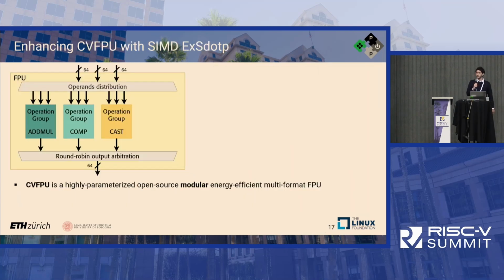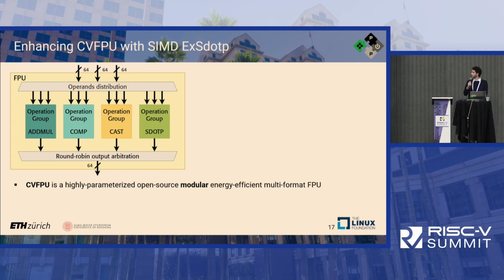Okay, so now we have a set of instructions, we have our unit, we have a set of formats. We need to extend the Snitch cluster with our ExSdotp unit. The Snitch cluster contains the CVFPU as a floating point unit. This is a highly parameterized, open source, modular, energy efficient FPU. And we added here our support for sum of dot product as an operation group block.